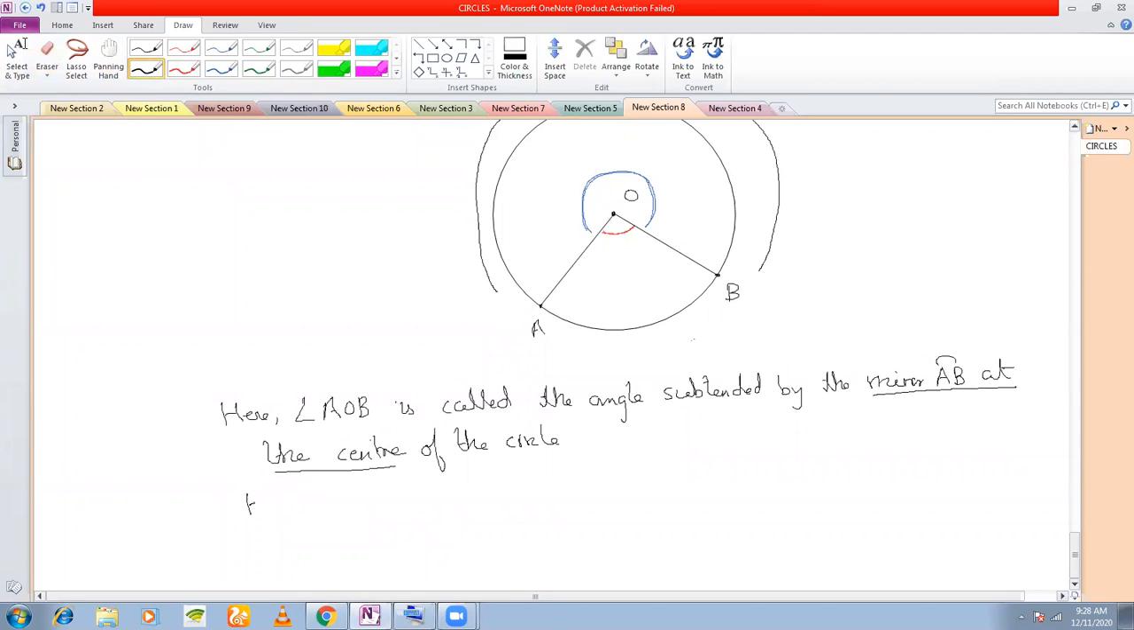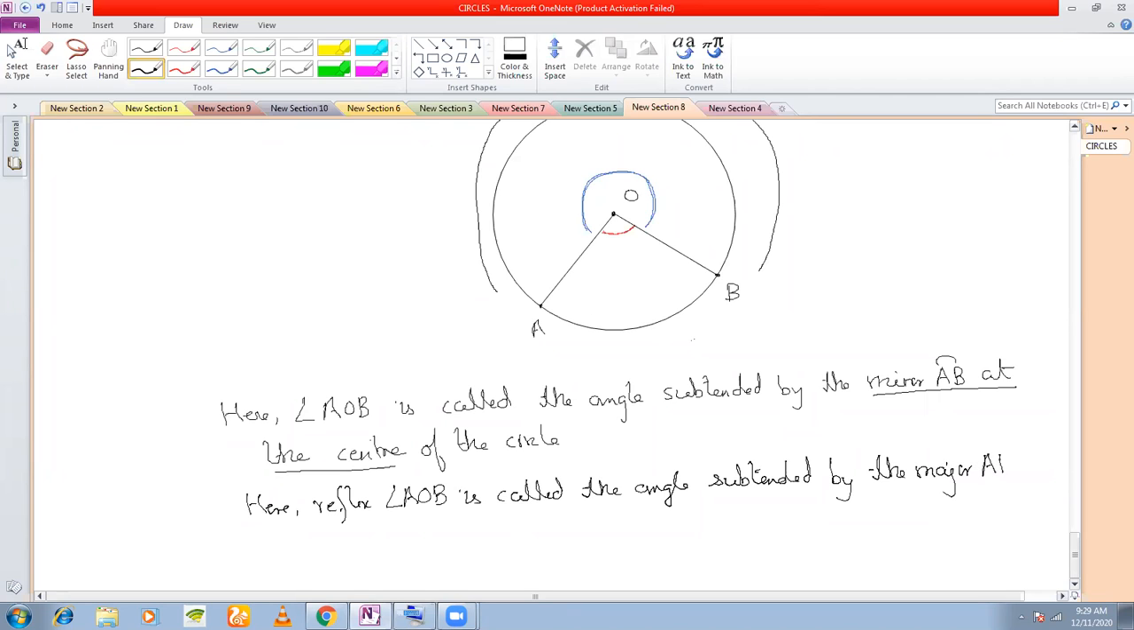So therefore you can write here reflex angle AOB is called the angle subtended by the major arc AB at the center of the circle. Okay, now I'll just underline this.